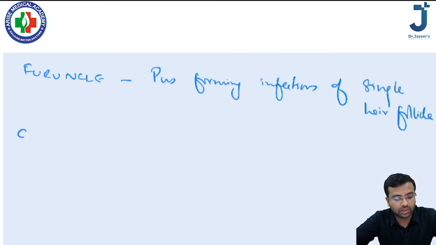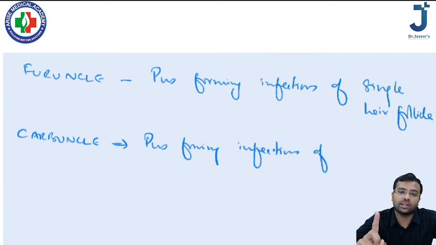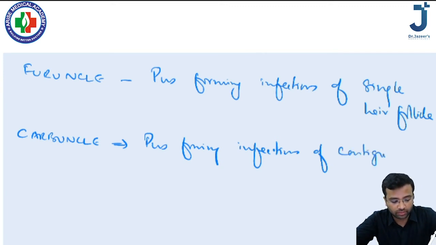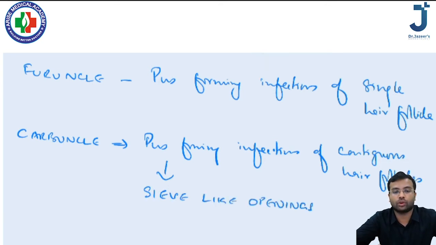Now what is a carbuncle? A carbuncle is again a pus forming infection. The only difference is it is not going to be a single hair follicle here. Instead, it is going to be contiguous hair follicles. So carbuncle is a pus forming infection of contiguous hair follicles where you would be able to see sieve-like openings. So this finding is typical for carbuncle.